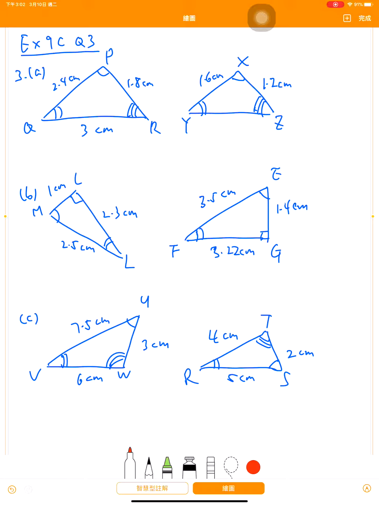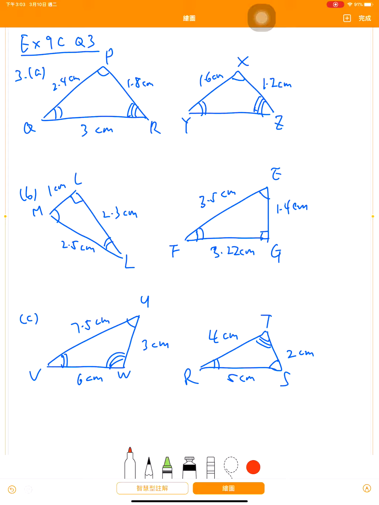Okay, I will talk about exercise 9C question 3. In this exercise, we want to write down the pair of similar triangles. Just write down. That means we can simply observe and then find which two triangles are similar to each other.